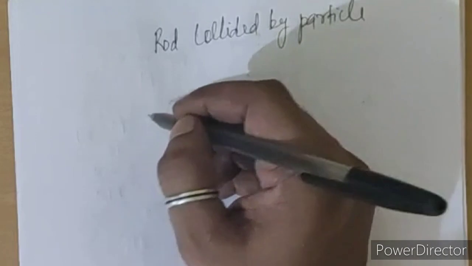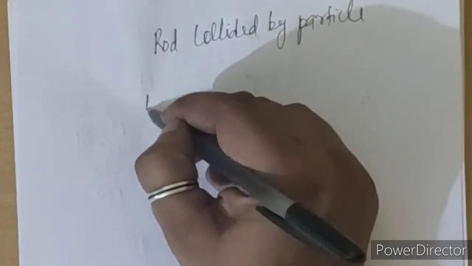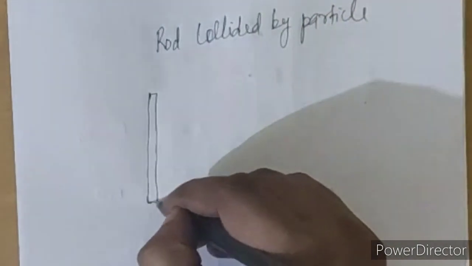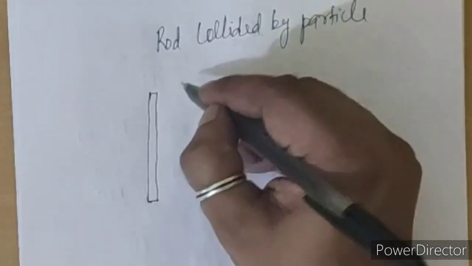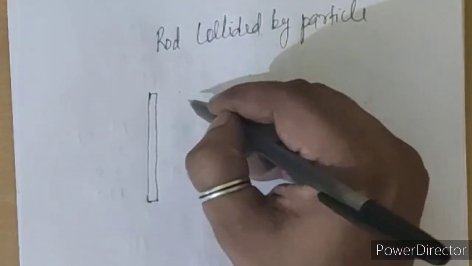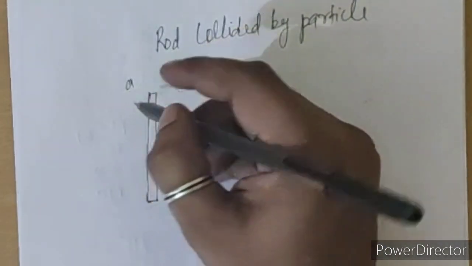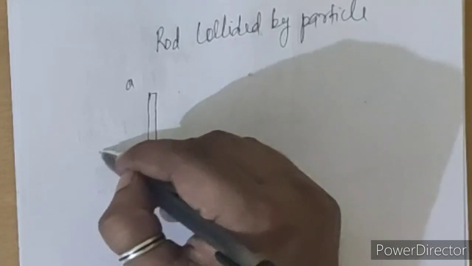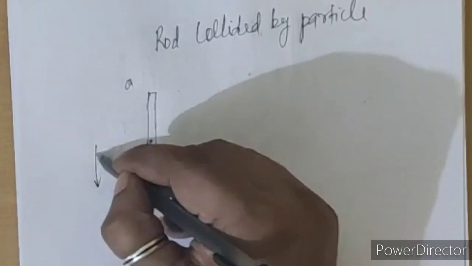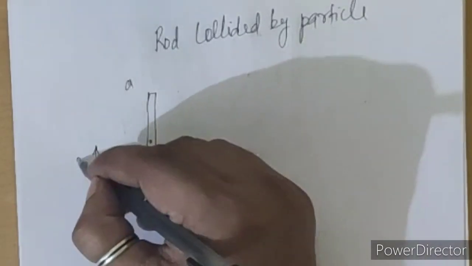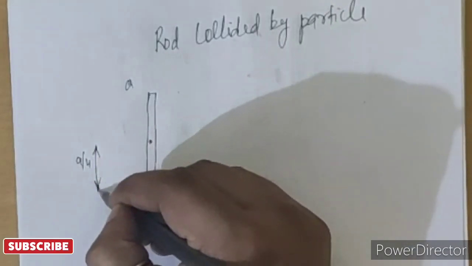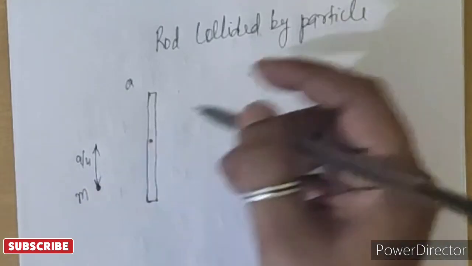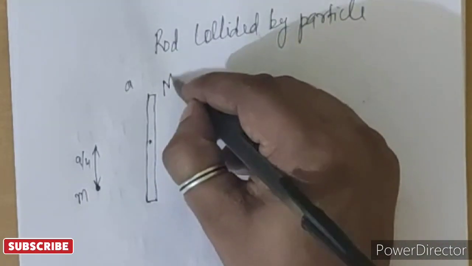In this video I will talk about one problem. We have a rod and its length is A. From the center of this rod, at a distance of A by 4, we have a certain particle of mass small m, and say the rod mass is capital M.